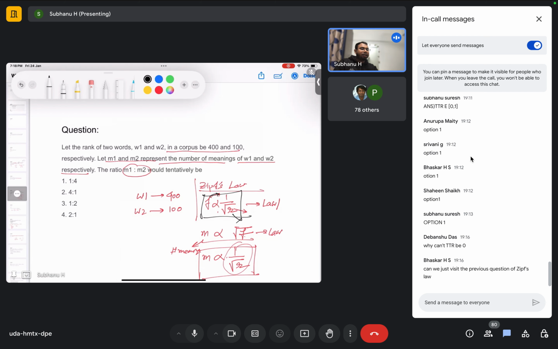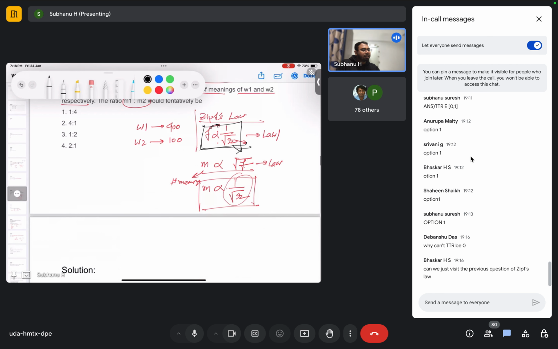You rank them in decreasing order. Then the first law says word frequency f is proportional to 1 by root r. Then there is another law, that m is proportional to root f, which relates to how the meaning is changing. For example, begin and start have similar meaning. So m is equivalent to the number of times it appears, m proportional to root f. These are the two laws.